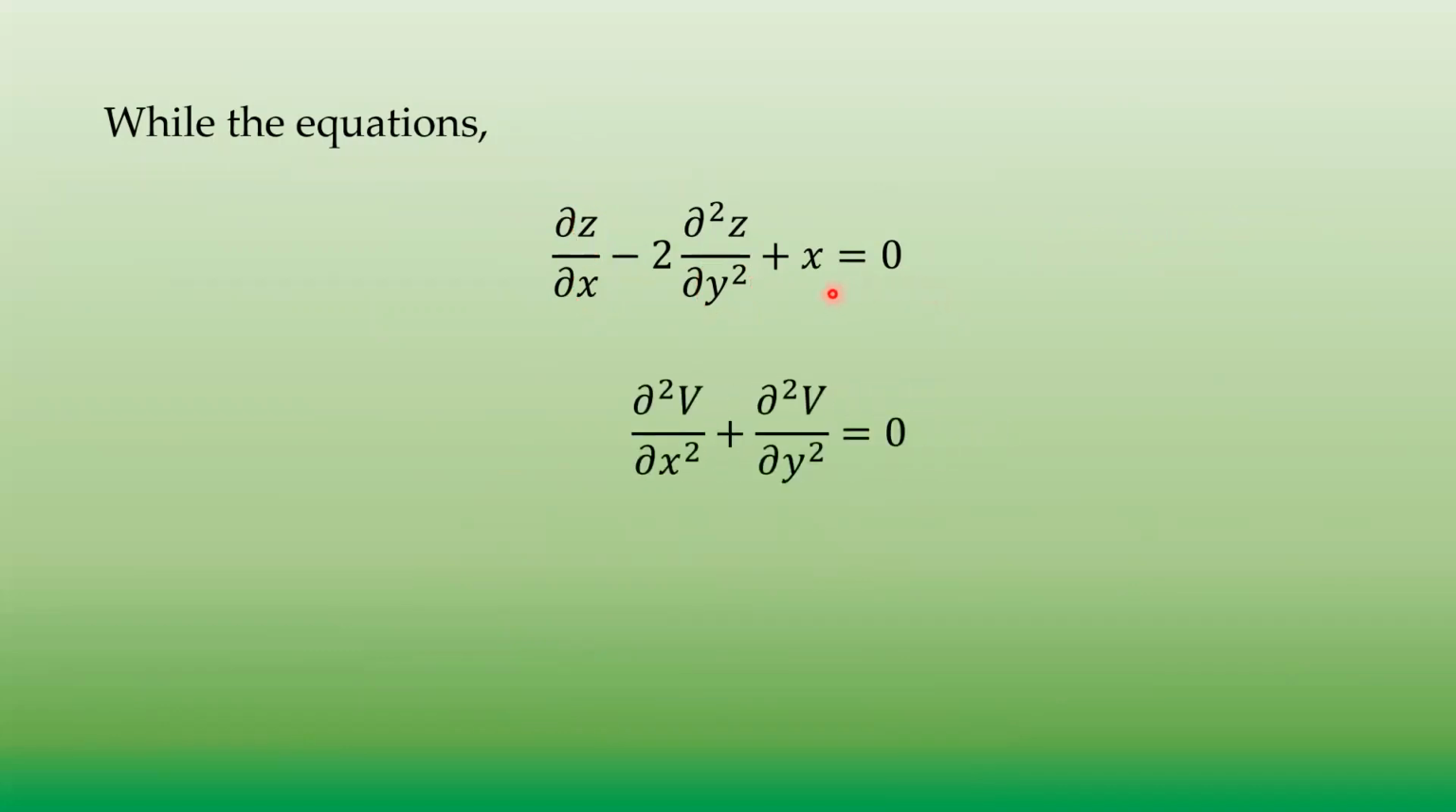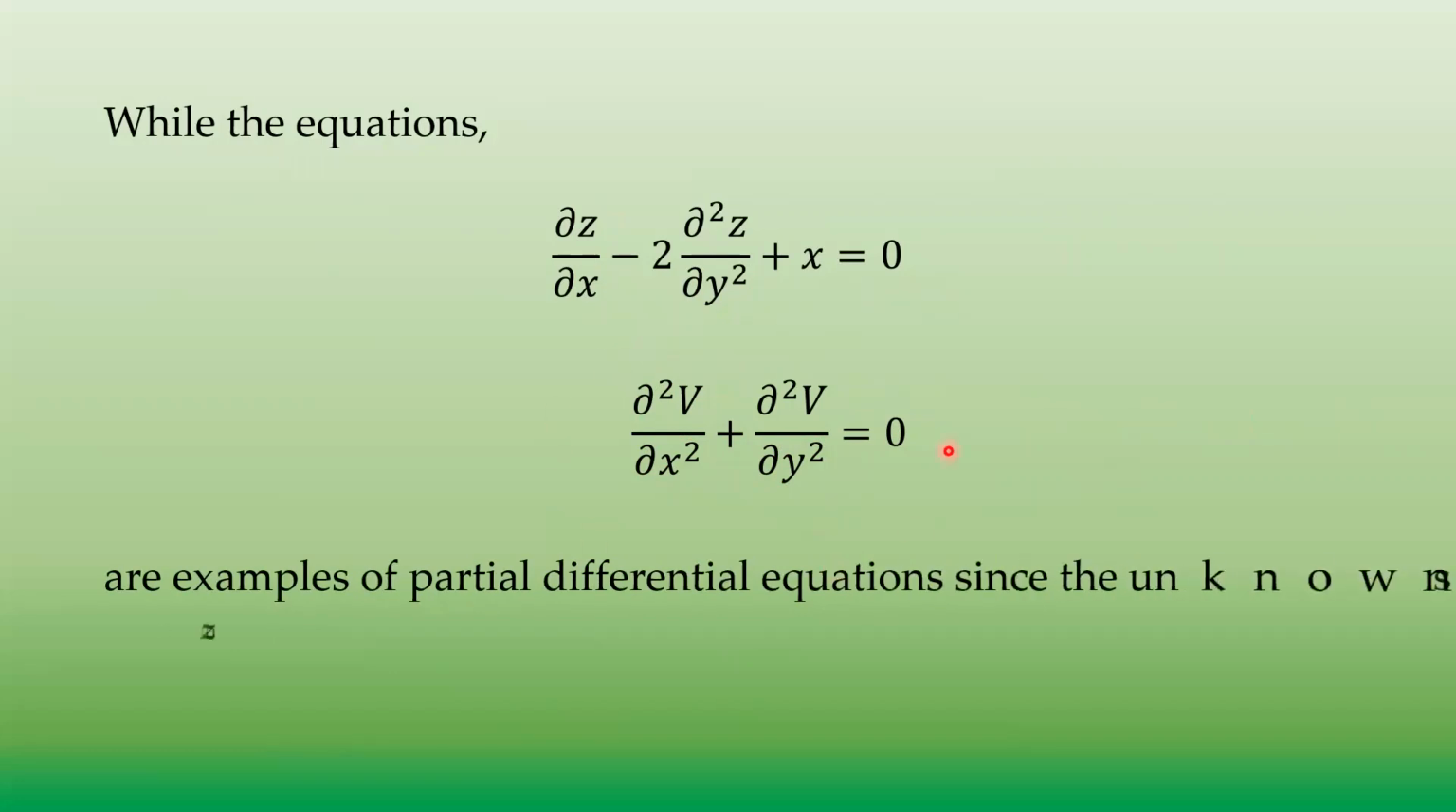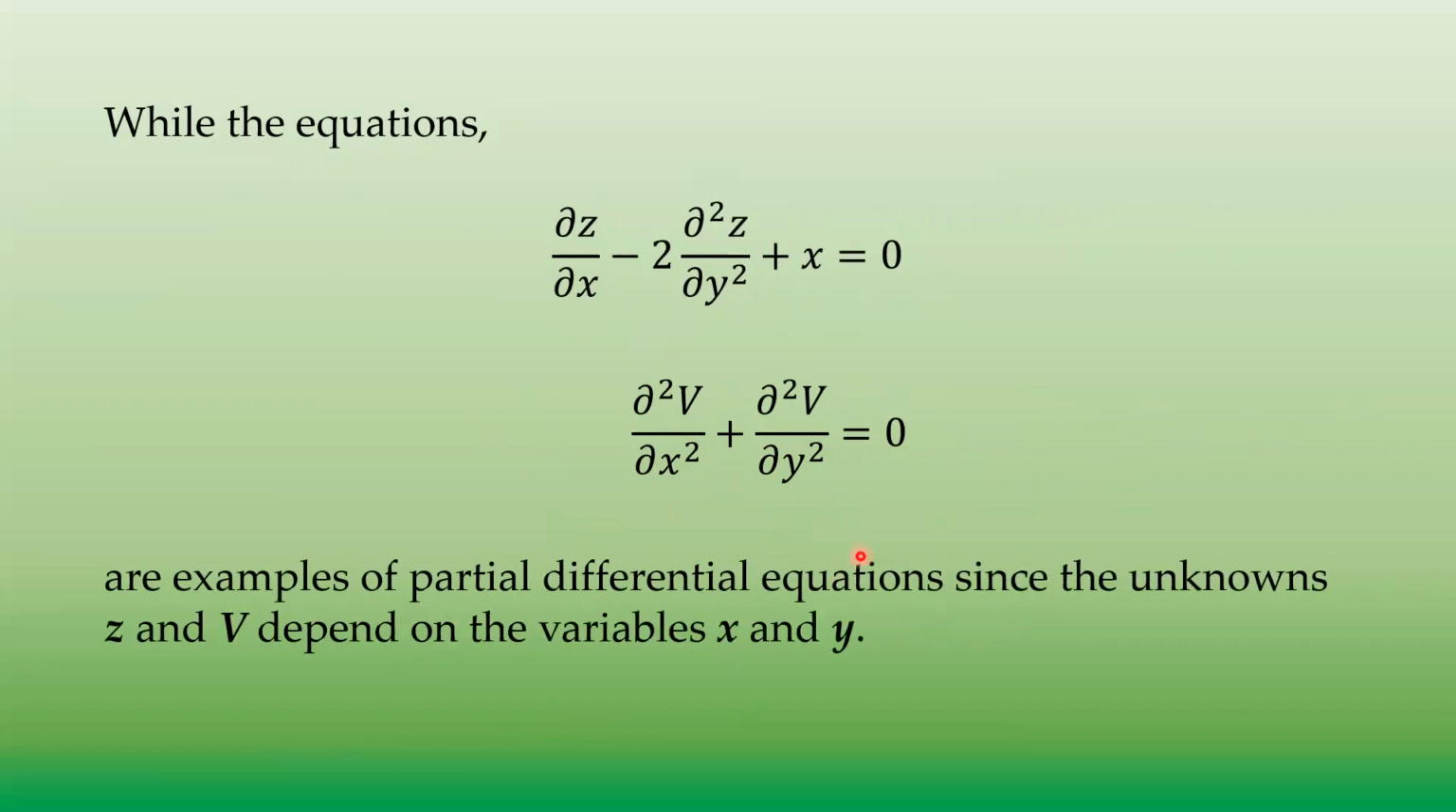Another one, so kung makanong kanina, your v is a function of x and y. So, the variable v or unknown natin na yan, nakadependent, depende yan sa x at saka sa y. So, meron pa rin tayo dyan partial differential equation. So, yan yung mga samples ng partial differential equation. So, the unknowns z and v depend on the variables x and y.